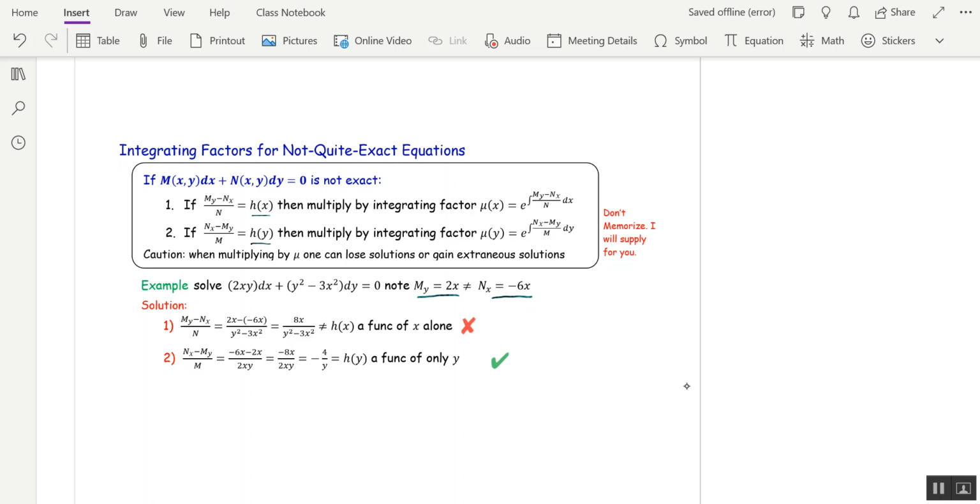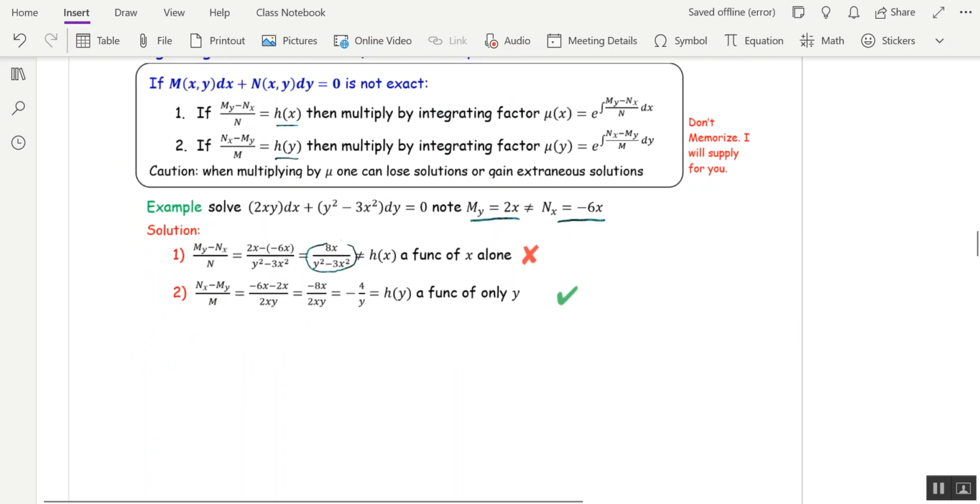All right, so I started with 1. I looked at my minus nx over n. Now, that turned out not to be just a function of x. I wasn't able to cancel the y's and just get a function of x. So I moved on to expression 2, nx minus my over m. Sometimes you have to do some algebra here in order to make this work, but I was able to cancel the x's and I got negative 4 over y. That's a function of y. So I'm going to make this integrating factor.